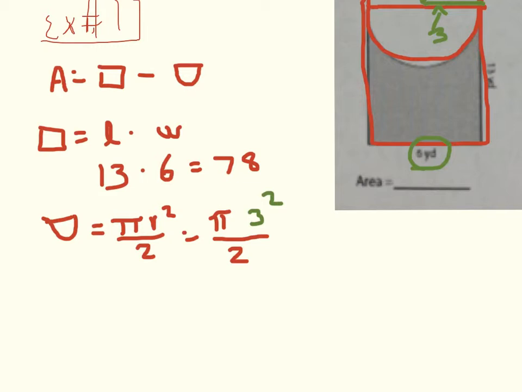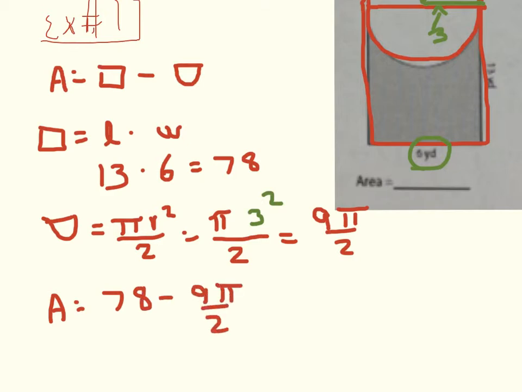And 3 squared is 9, so you got 9 pi divided by 2. Now for the area of the whole shape, you just take your rectangle, 78, minus 9 pi over 2. I'll take this as an acceptable answer, and it kind of depends on the type of test you're taking, but sometimes you might be taking a multiple choice test and this appears in the answer, and sometimes you're not.